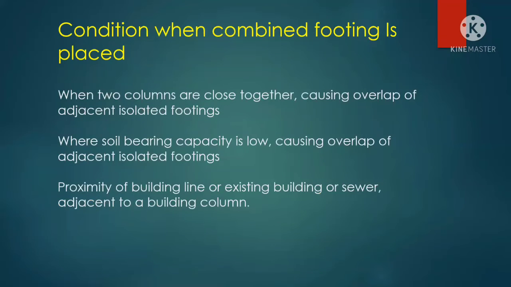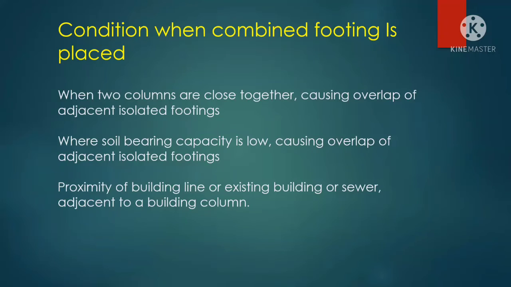So conditions when combined footing is placed, or you can call it the circumstances under which we are going to provide the combined footing. When two columns are close together, causing overlap of adjacent isolated footings. So when there are two columns which are very adjacent to each other or close to each other, it is not possible to place individual footings over there because they are overlapping. So that time you need to provide a combined footing.